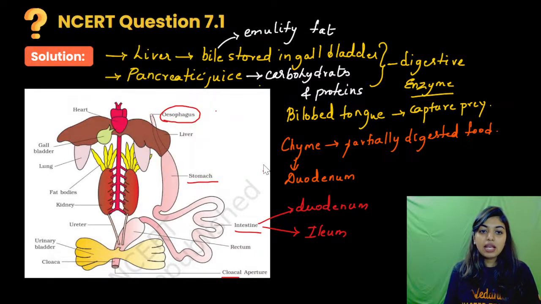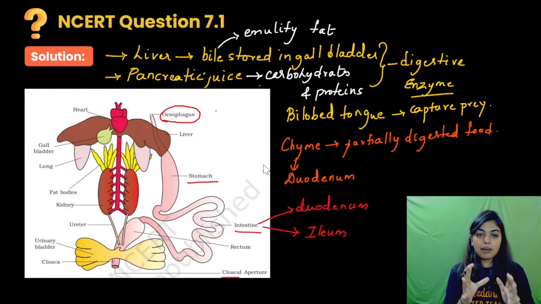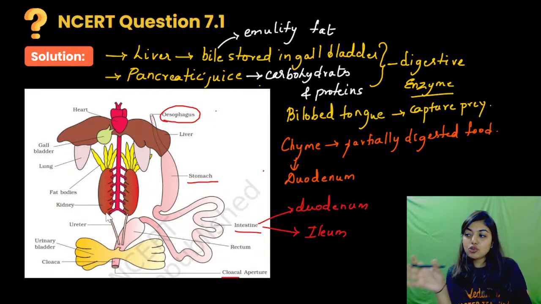So very simple. How did the whole thing start? It started from the frog using the bilobed tongue. It catches the insect. After it catches the insect, from the mouth it goes into the buccal cavity. From the buccal cavity, it has to go to the esophagus.